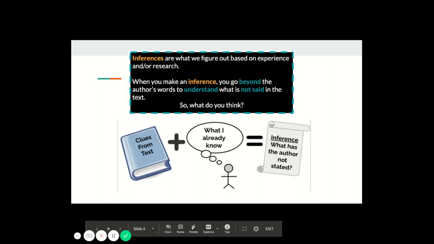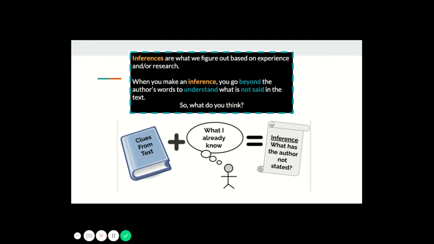Answers won't always be explicitly stated in the text, and you need to be able to take what you know and clues from the text to draw a logical conclusion. Now, here's a good note. When inferencing, more than one correct answer could be possible. It's all about how you use that evidence and what you already know to combine it.